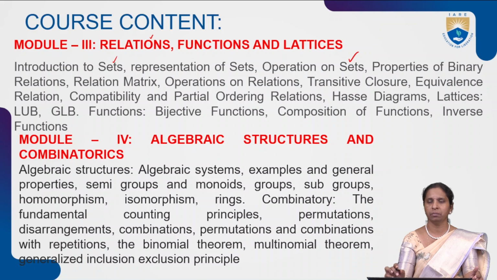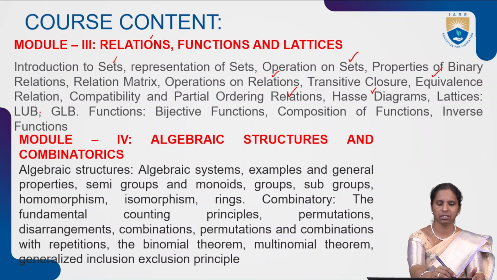So we'll see what a relation is, what a binary relation is, and what the different operations are that can be performed on relations. The types of relations will also be discussed here. After completing this, we'll go to compatibility and partial ordering of relations. In that, we are going to discuss the Hasse diagram. After completing these relations, we'll move to the lattices. In lattices, we are going to discuss the least upper bound and greatest lower bound. So these two topics will be discussed here.